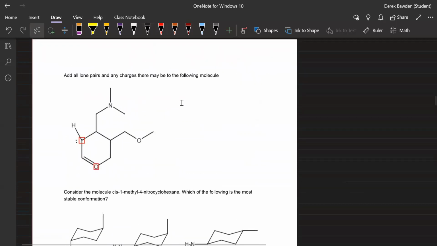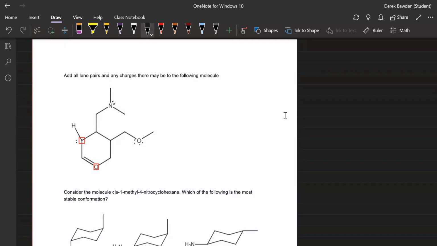All right, so we want to add all lone pairs that are missing in this molecule. And if there's charges that need to be there, then we'll add the charges too. So let's talk about the nitrogen. Is there a missing lone pair? Yep. Okay. Just one. How about on this oxygen? Any lone pairs missing? 2. 2 sets of lone pairs. Okay, do we need a charge? No. Nope.